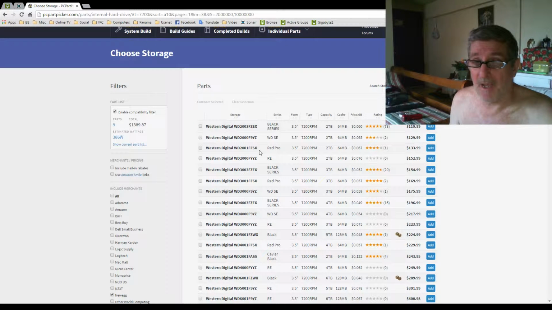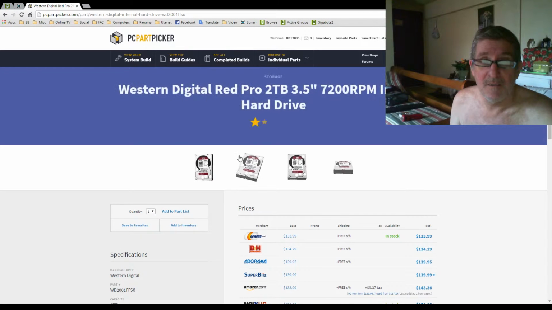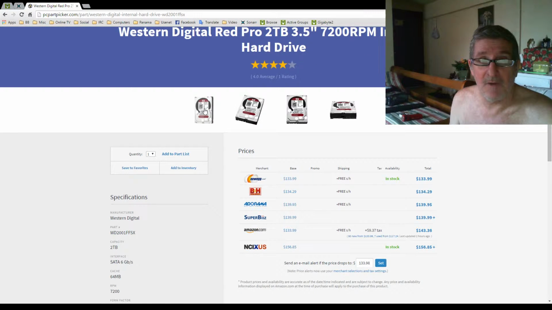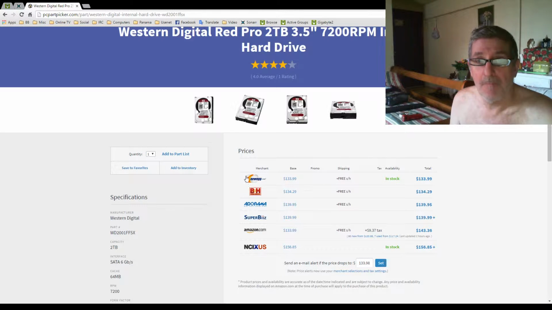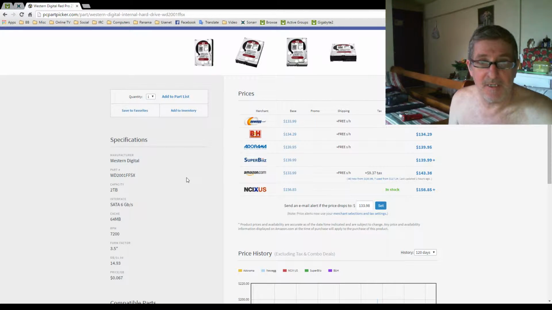So if I'm going to pay $129.99, I might as well get that. You see that? Let me give you a close-up of that drive. That's a Red. It's for NAS. And because I need storage, we're going to get two of those bad boys and add them to the list.